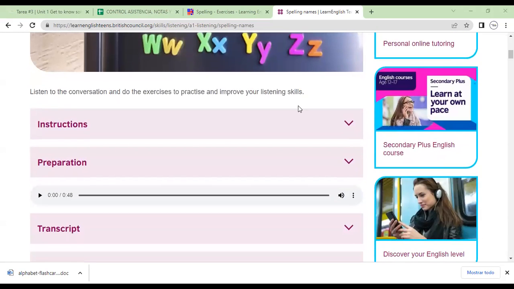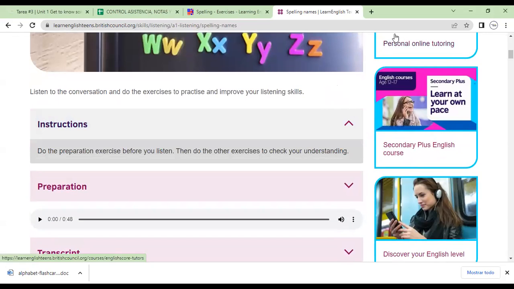Now. Let's go over the exercise. So here, the instructions. Okay, the instructions.